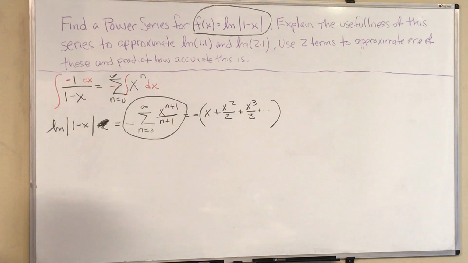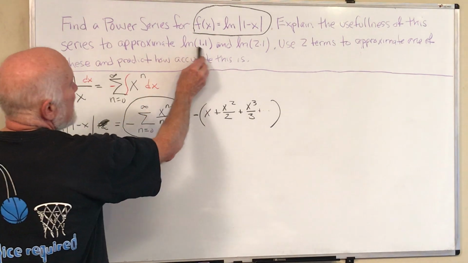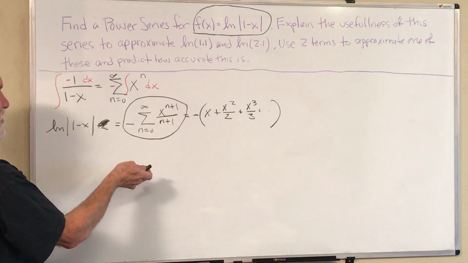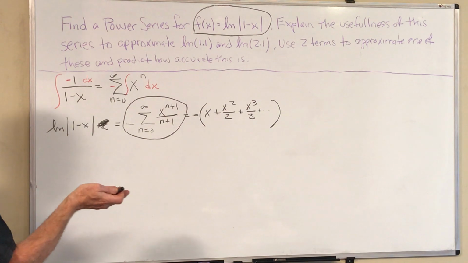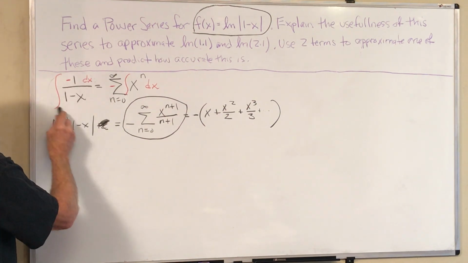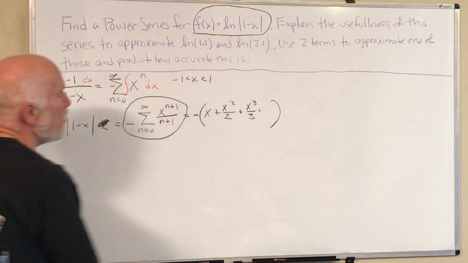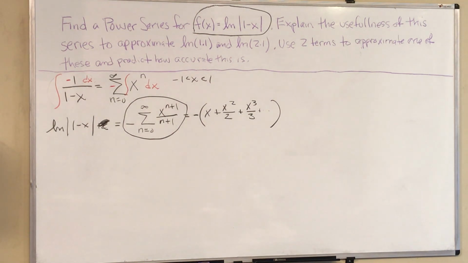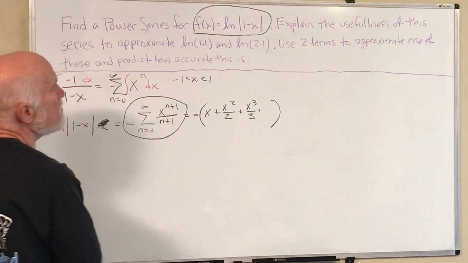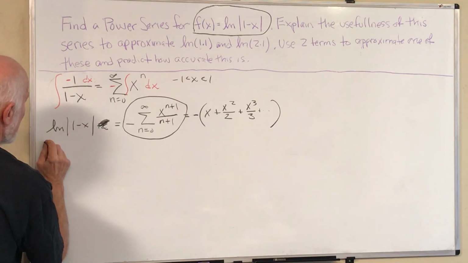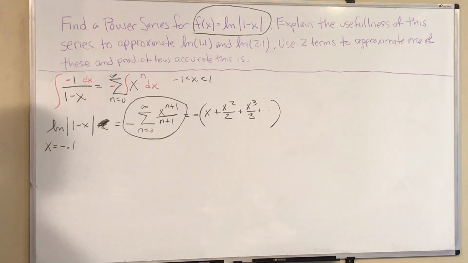Now, this question said, explain the usefulness of this to approximate the natural log of 1.1 and the natural log of 2.2. Well, I could use the ratio test to see where this converges, like we were doing yesterday. But again, I started from this geometric power series, which I know converges from -1 to 1. So what would I have to do to get the natural log of 1.1? I'd have to plug in x equals -0.1. Well, that's within our interval of convergence, so that would be okay.